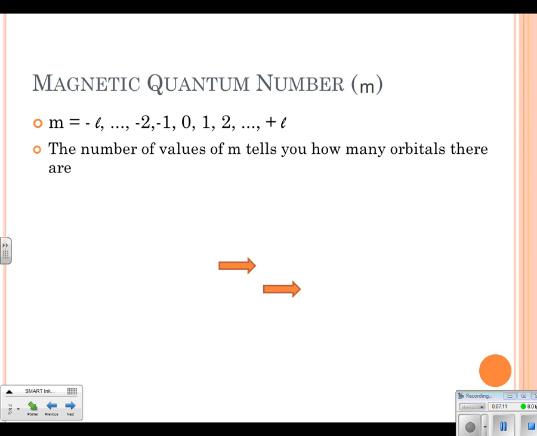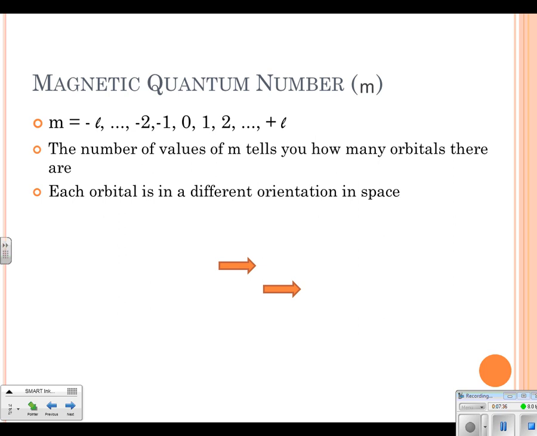You could think of this like a house. Let's say the energy level is your street, and there can be multiple houses on the street. The S is a small house, the P is a bigger house, the D is an even bigger house, and the F is the biggest house. m is going to tell you how many rooms there are in that house.